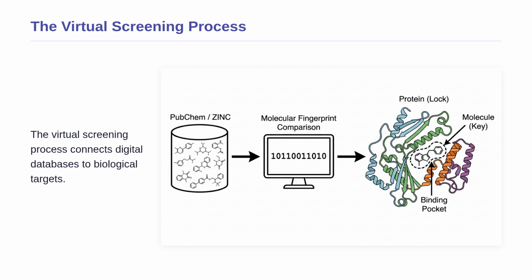An arrow points to a computer monitor in the center, which displays the binary molecular fingerprints we just learned about, comparing ones and zeros. Finally, an arrow leads to the right side, showing a large, complex blue protein structure, the lock, with a small molecule, the key, fitting perfectly into its binding pocket. This diagram beautifully illustrates how digital data is transformed into a physical biological solution.